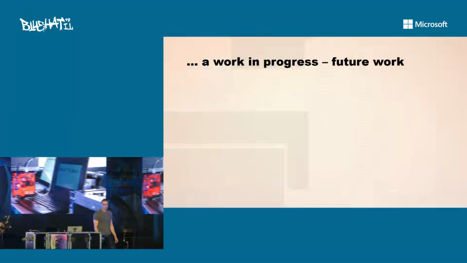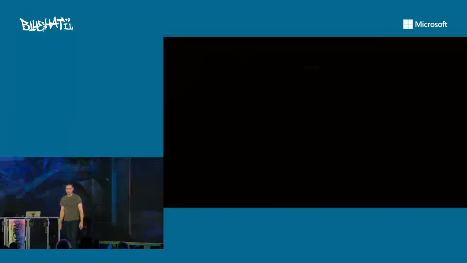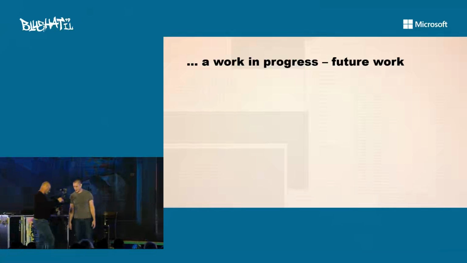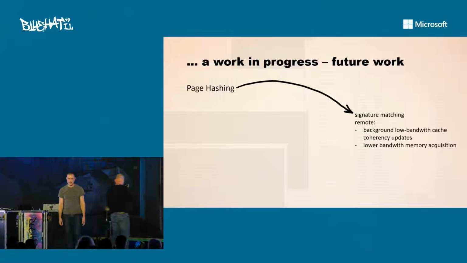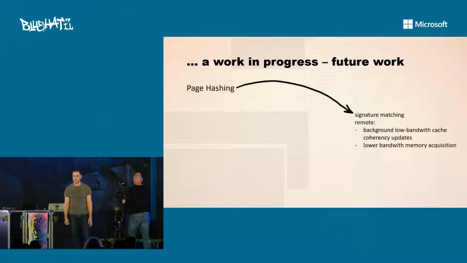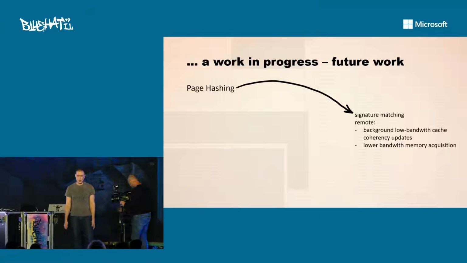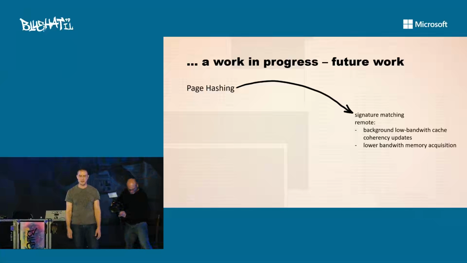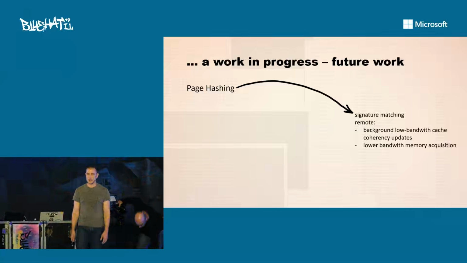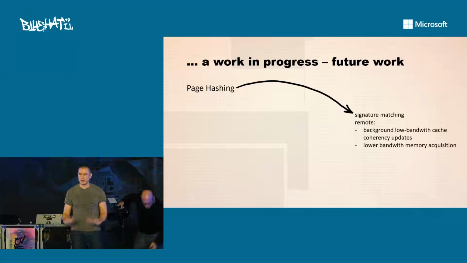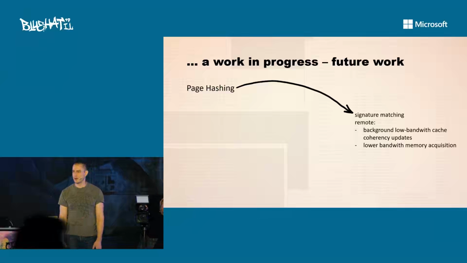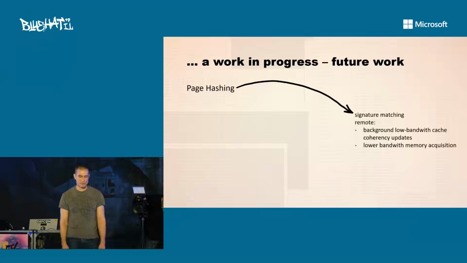Anyway, the memory process file system is a work in progress, and a lot of future work remains. It's a hobby project of mine, so I do have limited time. But I want to add page hashing really soon. I want to be able to do things like signature matching, and it would also allow me to do things like remote background low bandwidth cache coherency updates to make it more user-friendly, and also capture remote memory at lower bandwidths as well.